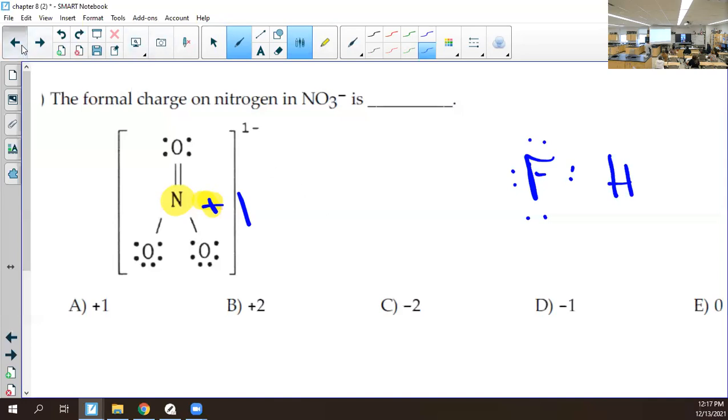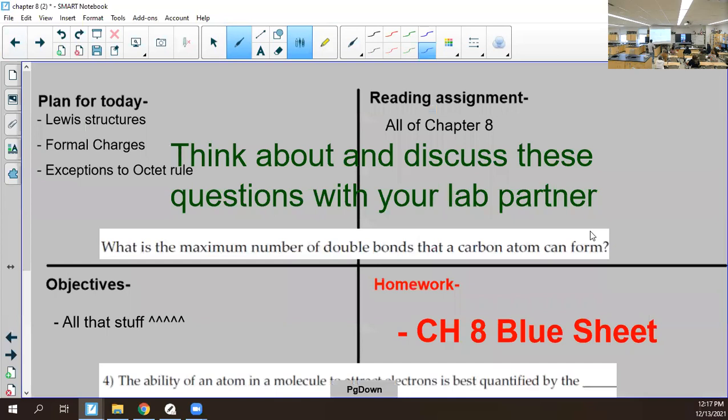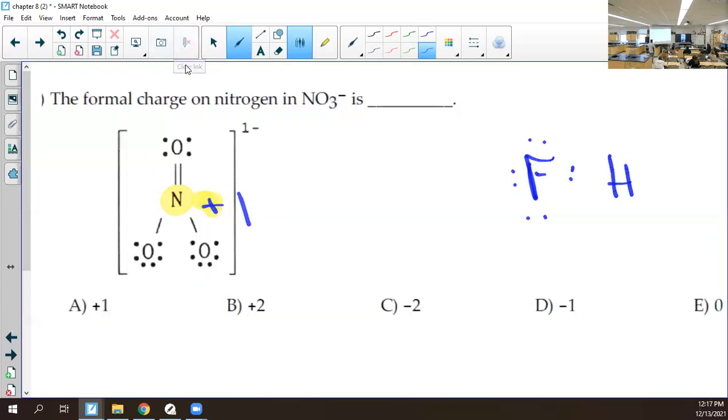okay, the 4 right here, when we calculate the assigned electrons, this part right here, count the electrons in lone pairs, so that would be the dots. And then half the electrons it shares with others. So a line means 2, so you count half of those. So this one had 1, 2, 3, 4, 5. On nitrogen, they were all lines, so just half. 1, 2, 3, 4. Okay.